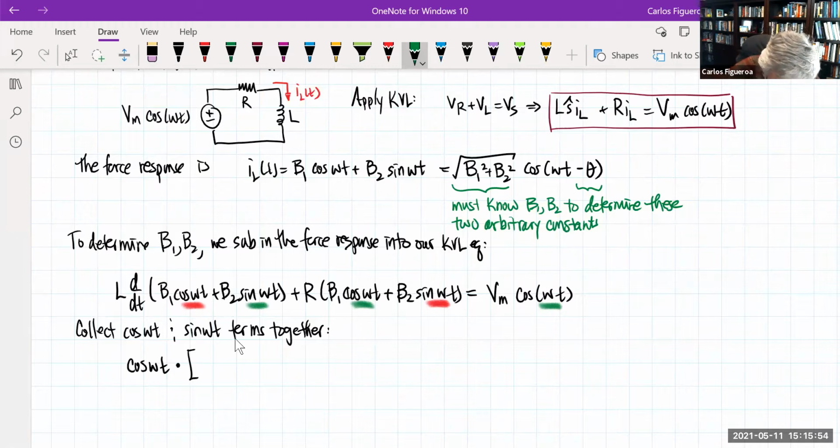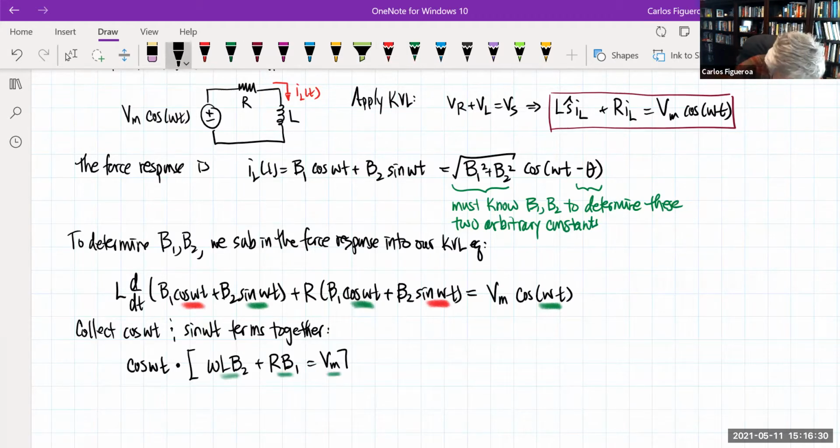So let's take the derivative of B2. If I take the derivative of B2, note that there's no sign change. So I'm going to get omega times L times B2. So my first term is going to be omega L B2 plus R B1. And then on the other side, I'm going to get Vm. So again, these guys are my green terms.